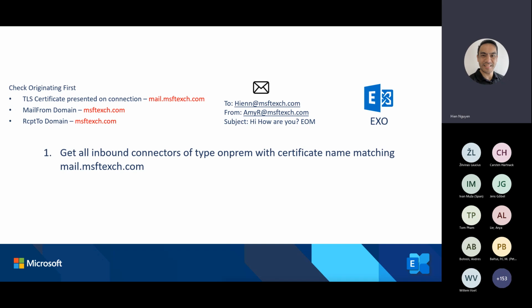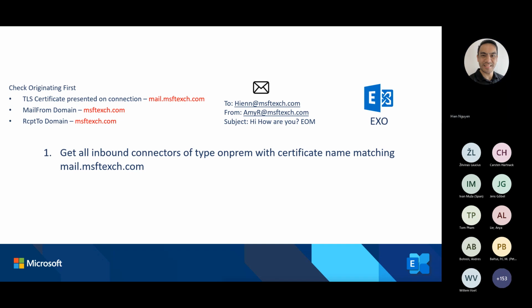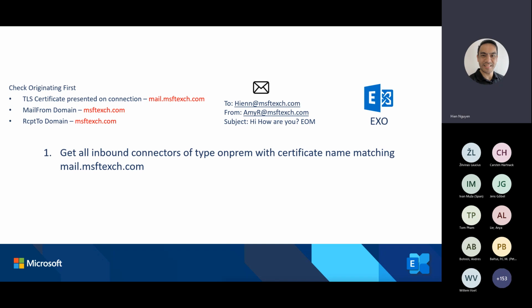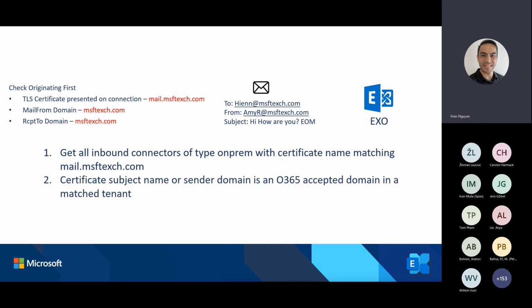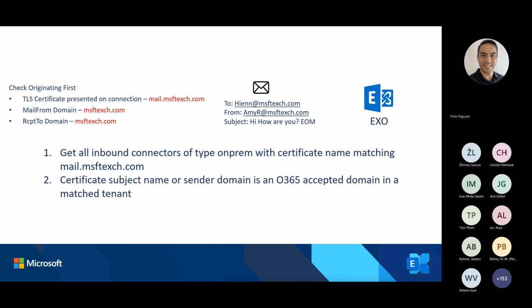Cool. So what Exchange Online does is get all the inbound connectors of type on-prem with the certificate name matching what was presented. There'll be possibly millions of these, so we've got to find that connector. And then we look for whether the certificate subject name or the sender domain is an accepted domain in the tenant where that connector came from.